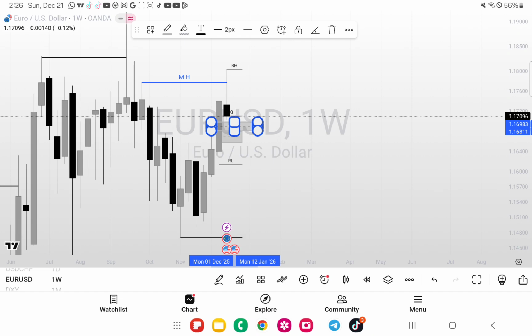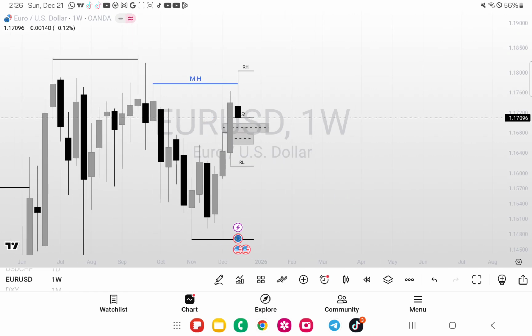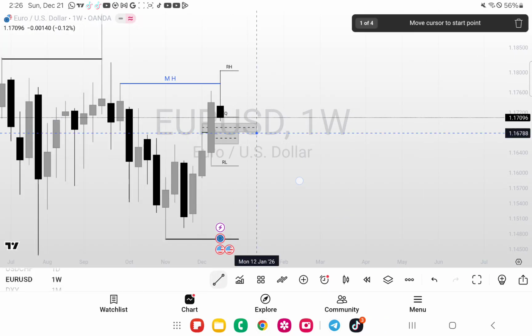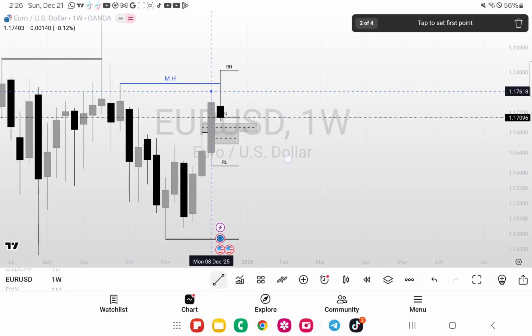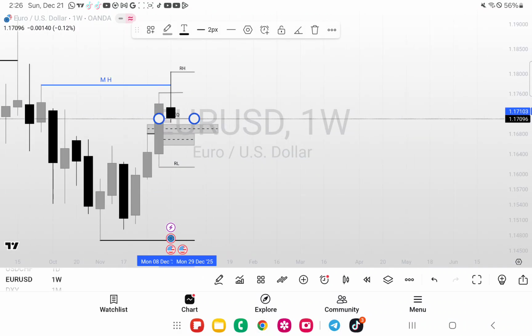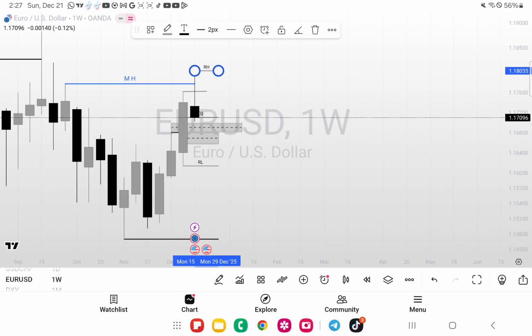Because now the power of 3 is already forming here. We have a liquidity sweep from this high. This is a weekly high. So this bullish candlestick should be our accumulation phase, right? And this shooting star candlestick should be our manipulation, and this coming week candlestick should be the distribution. That is the power of 3.